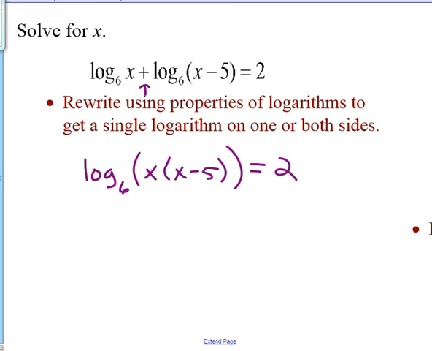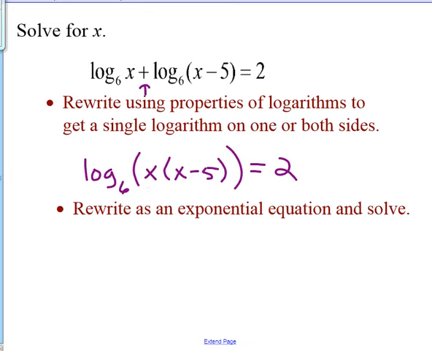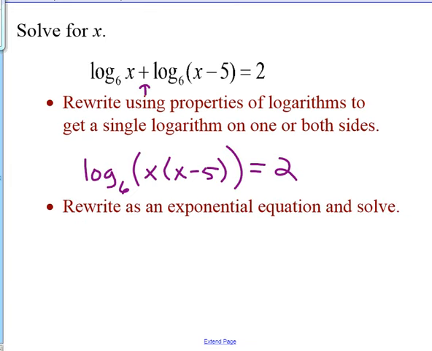The next step, since I only have a log on one side, and there's nothing outside of that log, is to go exponential. Undoing logs with writing them as exponential equations. And I think, what is my base? That's 6. What is the power? That is what the log equals. And that's going to equal, and again, that thing inside, which I'm going to quickly distribute and get x squared minus 5x. Once again, I have a quadratic equation.